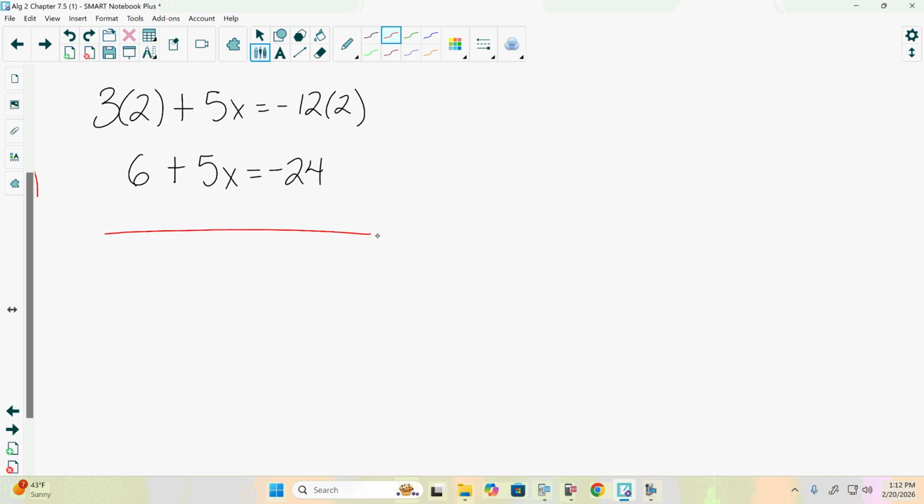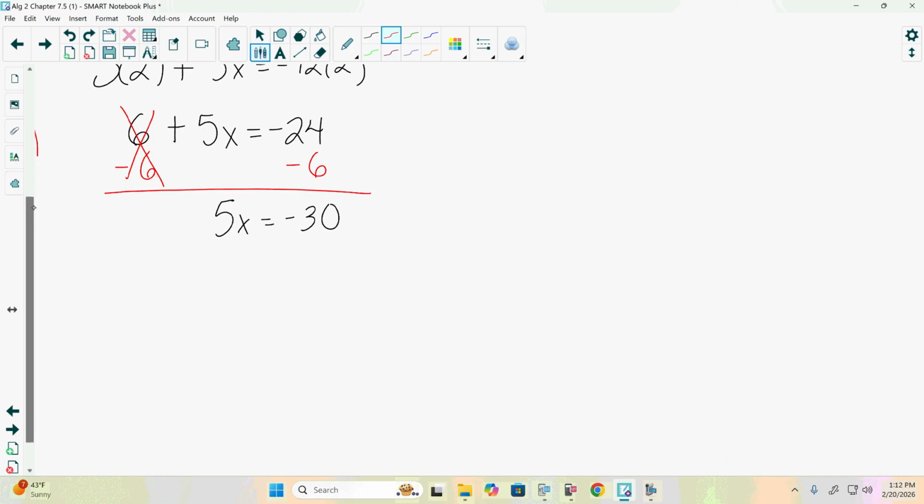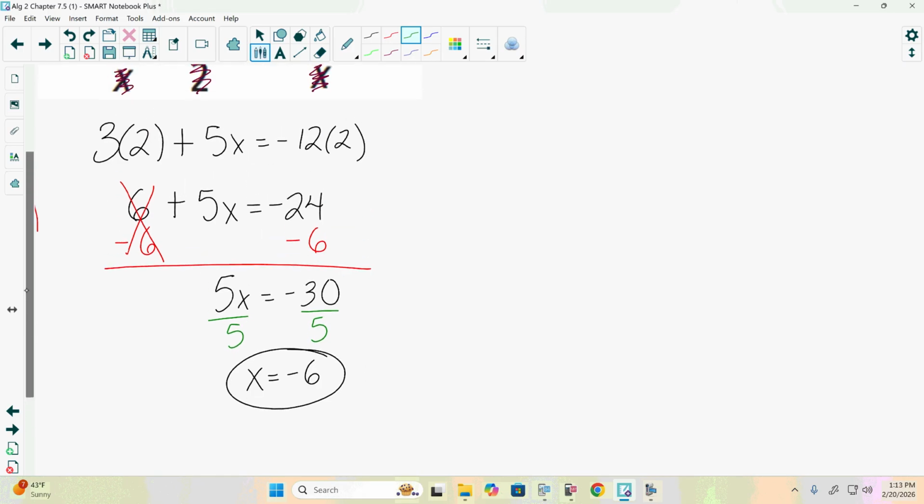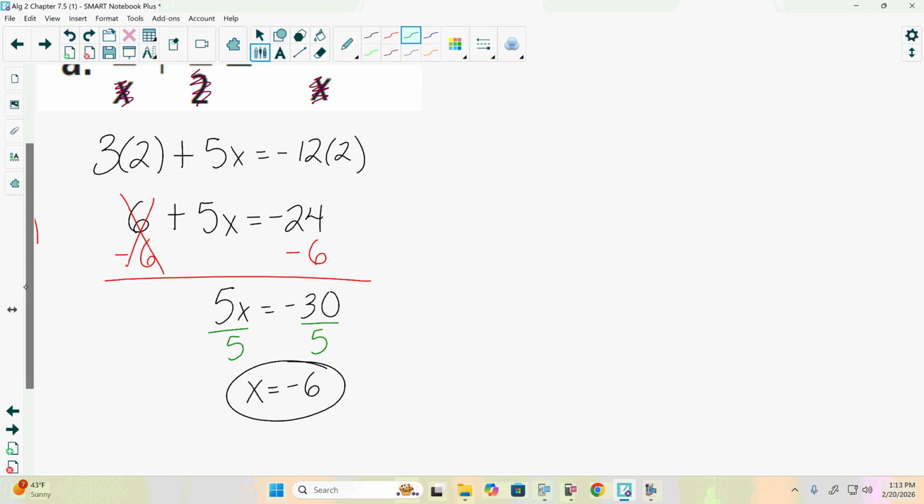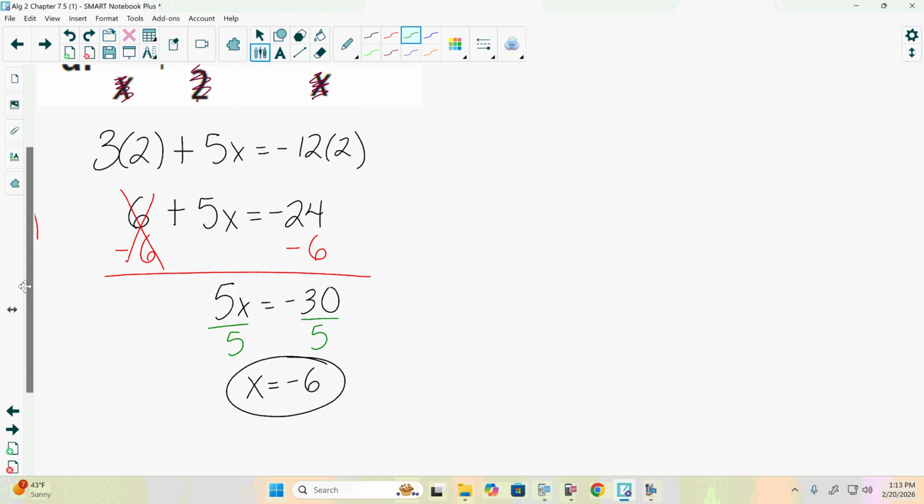We would then subtract 6, minus 5x is equal to negative 30. That's it. Questions on this here? Questions on anything we've done so far?